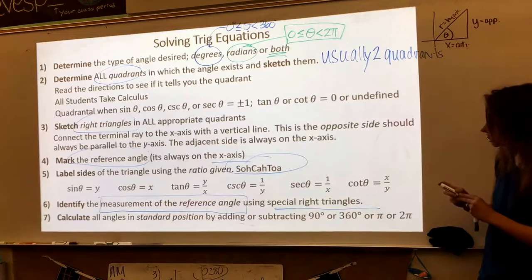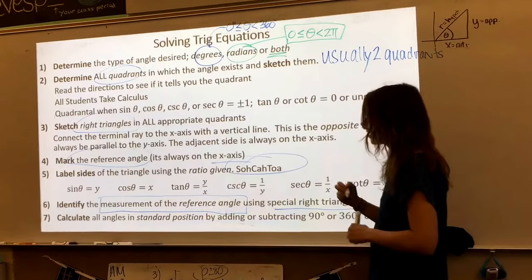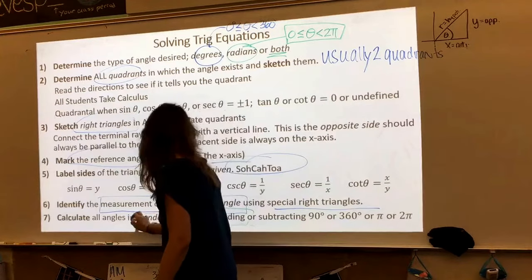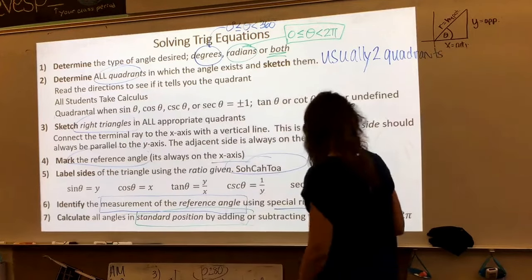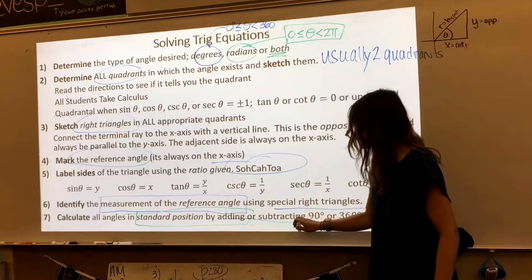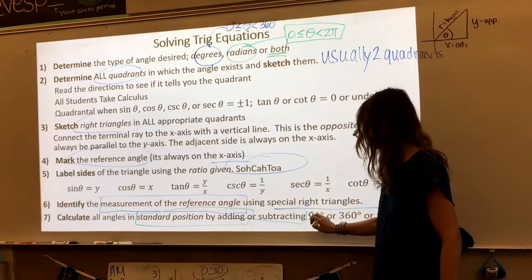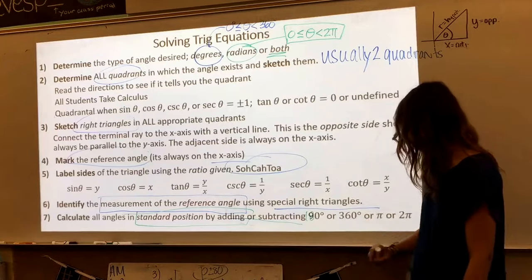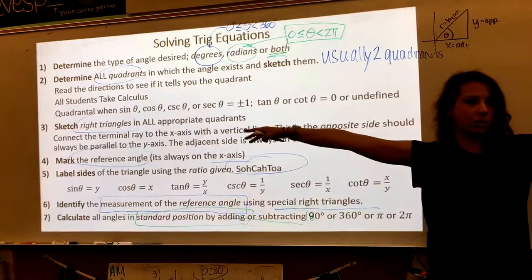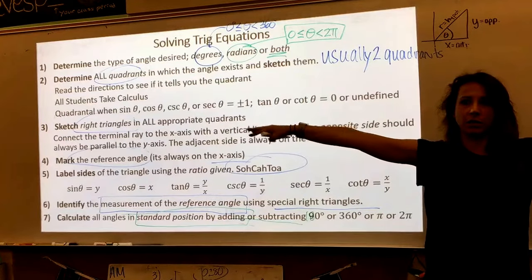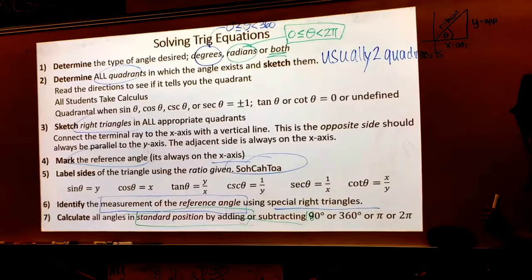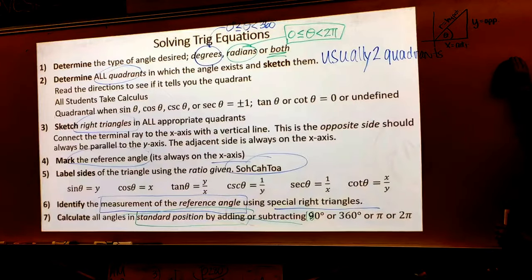Then the last step is you have to find the angle in standard position. Okay? And this is a typo right here. You're always adding or subtracting 180 or 360, pi or 2 pi. Okay, it's always these quadrantals you're adding or subtracting to get the angle in standard position. You'll remember it when you see it. Okay? You guys ready for an example?